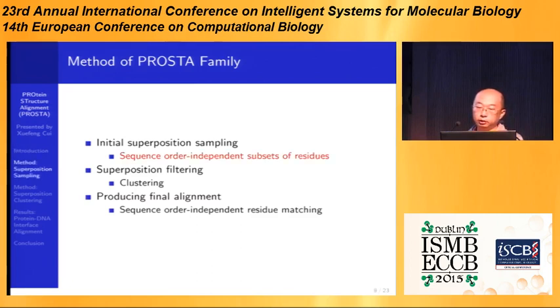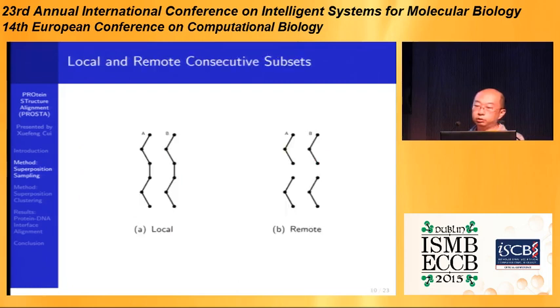And in the first step, we try to remove the sequence order dependency from the initial sampling. So we didn't perform sequence or secondary structure alignments. Instead, we introduced some new types of subsets. So we just superimpose these subsets together to sample a superposition. Here we describe 2 kinds of subsets, and this is defined for the ISMB paper, but in the next paper, we are going to introduce more subsets, which are more biologically meaningful.